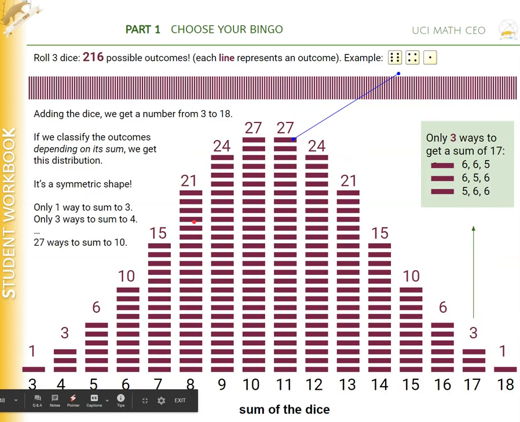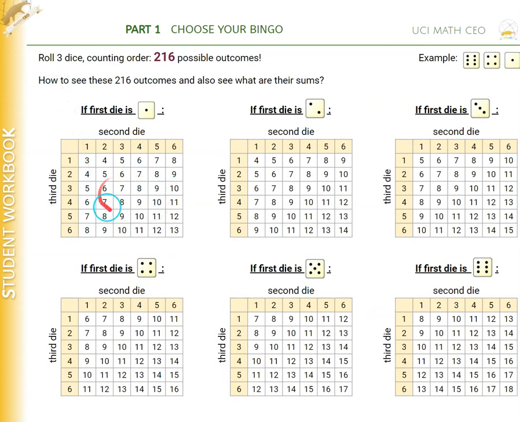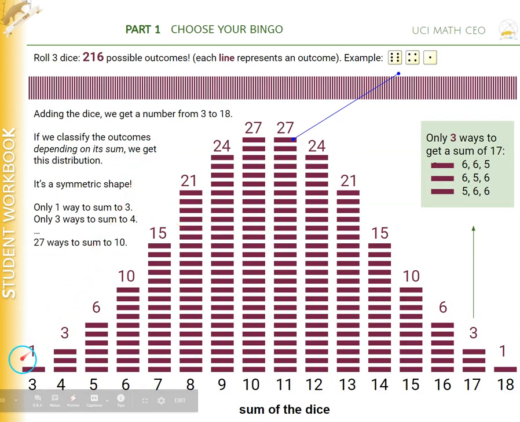Let's evolve. So we know that we already have 216 possible outcomes, and so these lines would be those outcomes. How can we organize them? Okay, we already organized them here, more or less, and actually showing their sums. And so let's just do that, separating by the sums. So the purple numbers here are the actual sums, and so these are called frequencies.